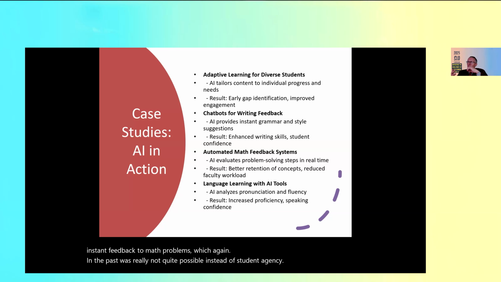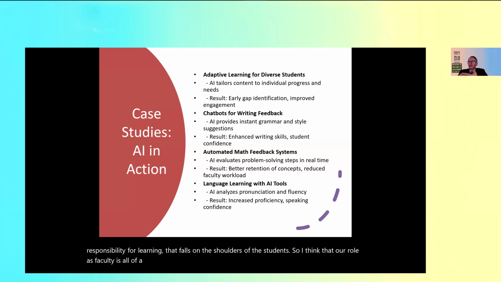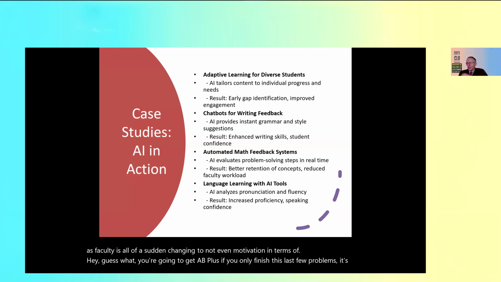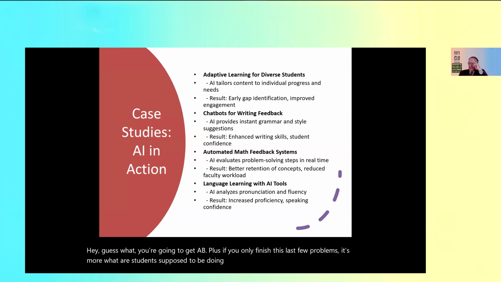Student agency, or ownership of student learning, is the realization that responsibility for learning falls on the shoulders of the students. So I think our role as faculty is suddenly changing, not even in terms of motivation, like, "Hey, guess what? You're going to get a B plus if you only finish the last few problems." It's more about what students are supposed to be doing with the skills and competencies they are learning. Why are they learning them?